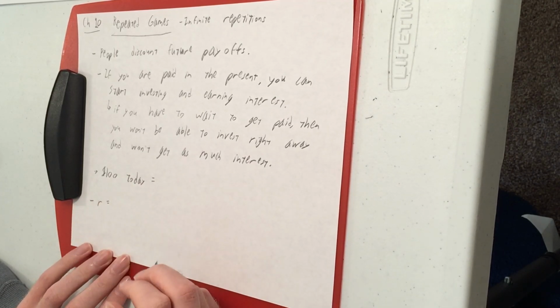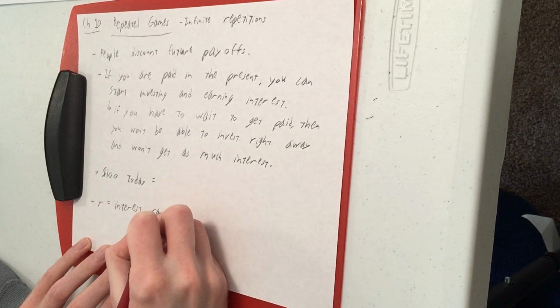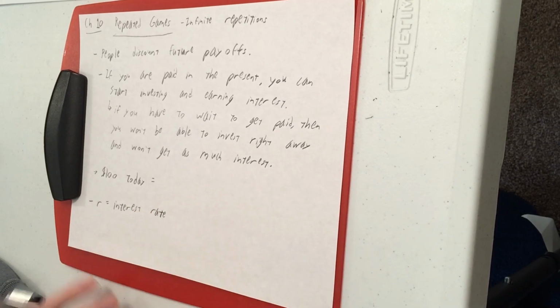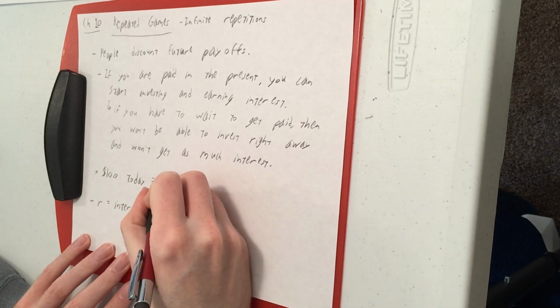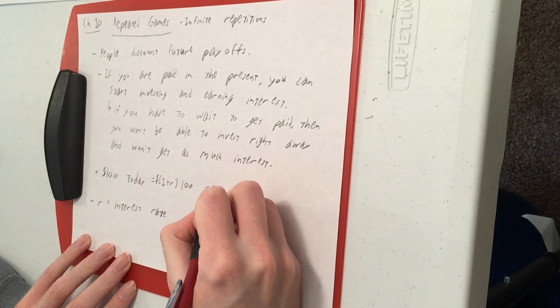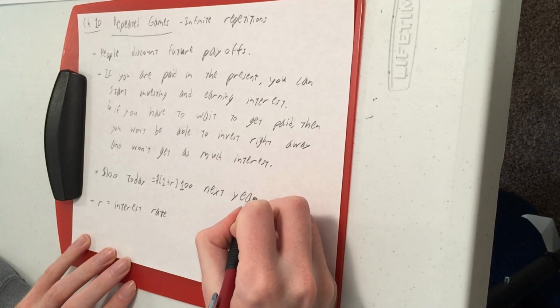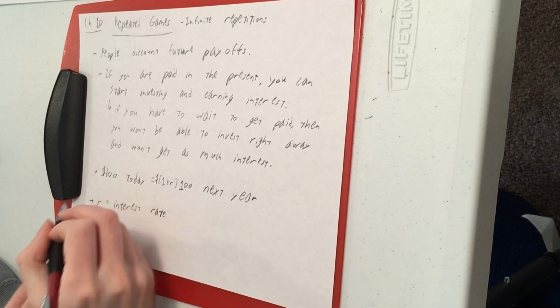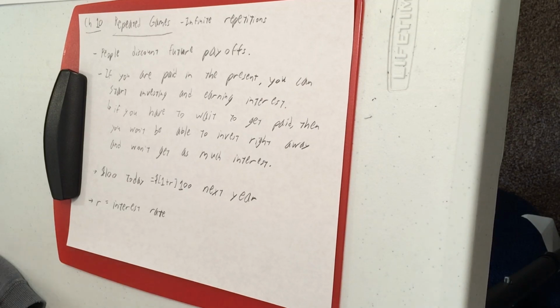Let's have little r be the interest rate. So if you take your $100 today, put it in the bank right away and start getting interest, what you'll have a year from now is 1 plus r times 100. And you can look at further time periods than that.